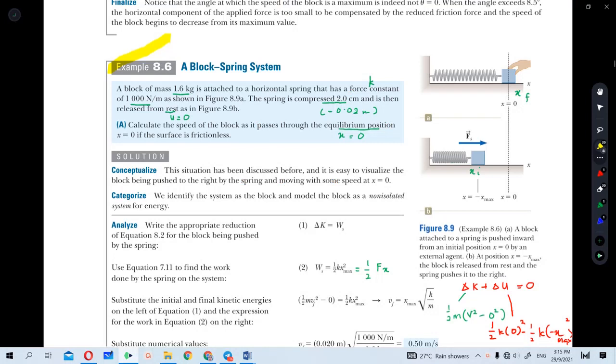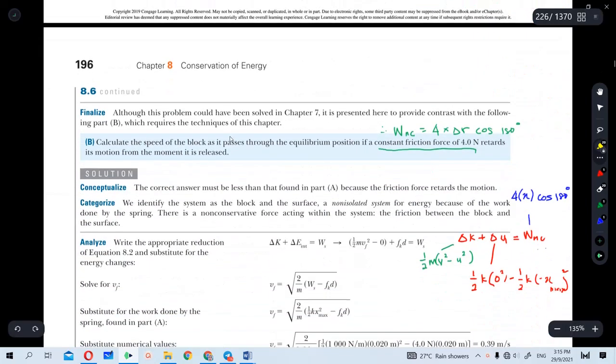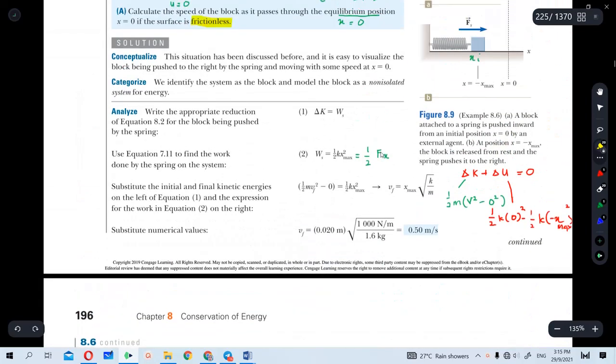Alright, let us have a look at example 8.6. In this example, you are going to make use of the energy potential of a spring, whereby you are going to calculate the work, and at the same time it will be separated into two questions. Part A asks if the system is frictionless, so no friction, while in part B there will be friction. So two types of question.